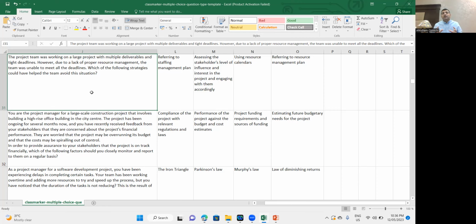But if you read the question again, the project team was working on a large project with multiple deliverables and tight deadlines, and due to lack of proper resource management, the team was unable to meet the deadlines. Which of the following strategies could have helped the team to avoid the situation? Now, if you ask me, resource management is an issue, yes, but that is not in your answers. Your answers are referring to the resource management plan. Is that an issue? No, it is not, because as per the plan you already hired a resource and you hired the correct skill set.